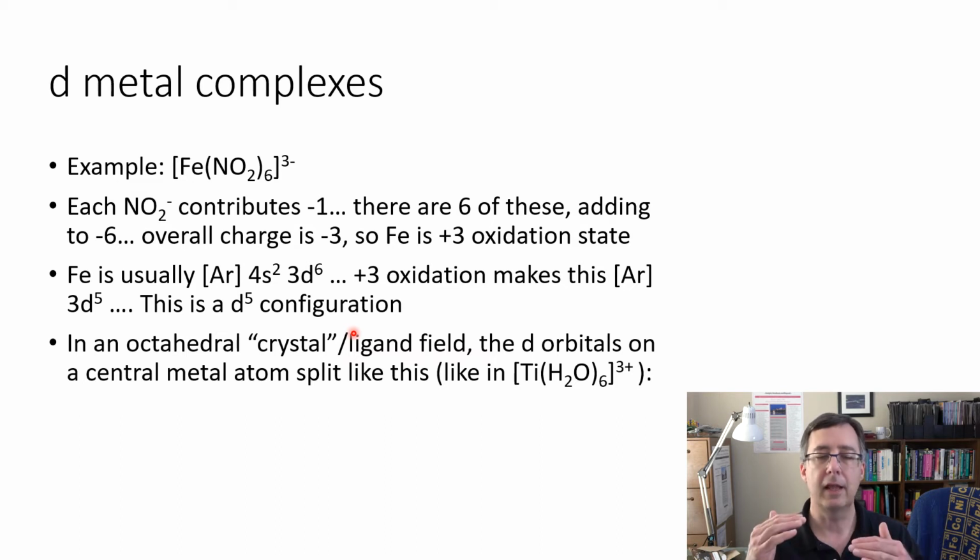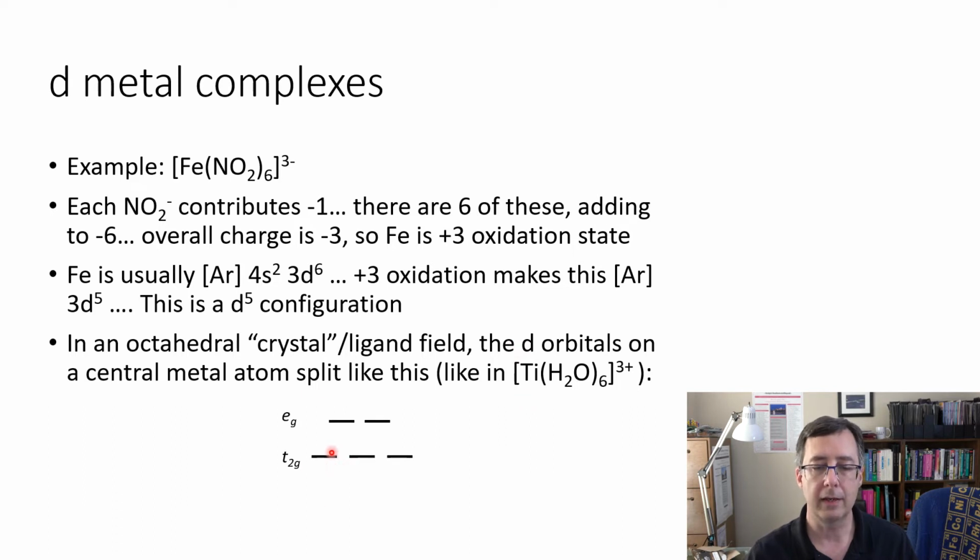And in an octahedral environment of ligands, sometimes people call this a crystal field or a ligand field, the d orbitals on the central metal split like they did in our previous example of titanium with 6 waters around it. So they split this way in the octahedral complex. If it was a different shaped complex like square planar, then it would be a different story. But octahedral, they split this way.